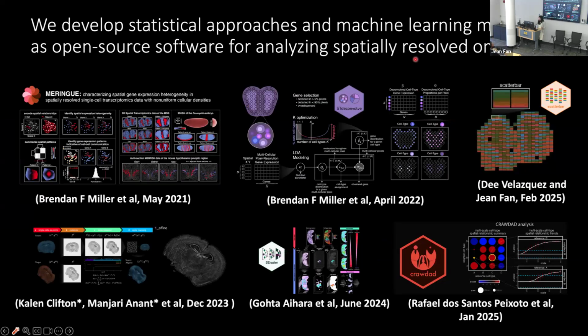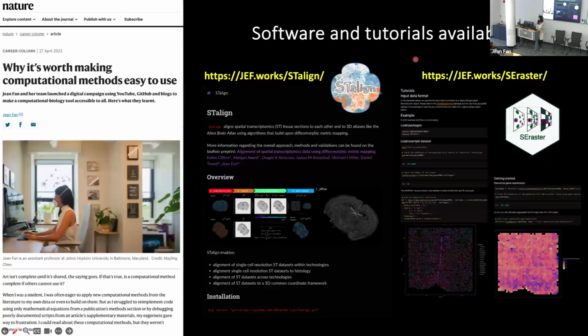We develop statistical approaches and machine learning methods as open source computational software for analyzing these spatially resolved omics datasets. And in general, we do think it's very important to make our computational methods easy to use. So we have lots of tutorials for doing lots of different things, but I do encourage you to check them out.